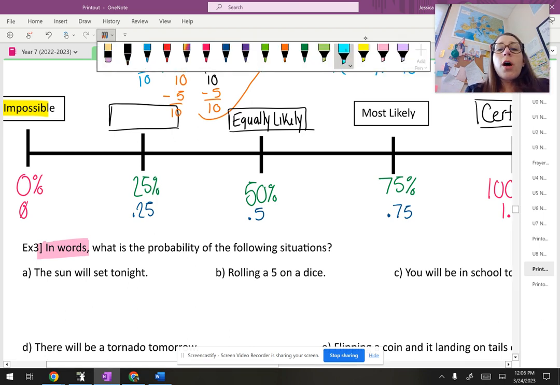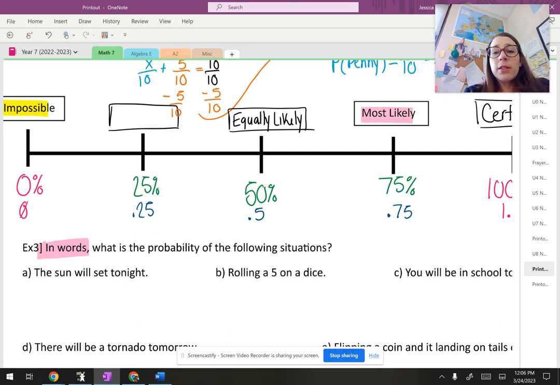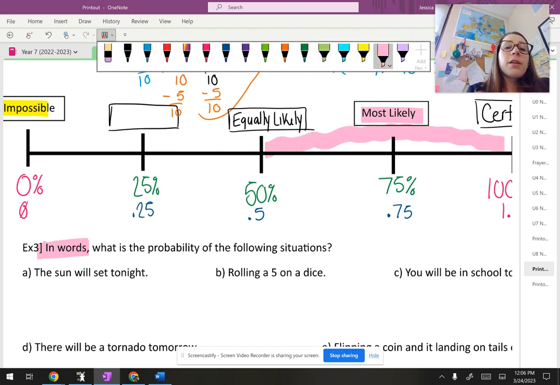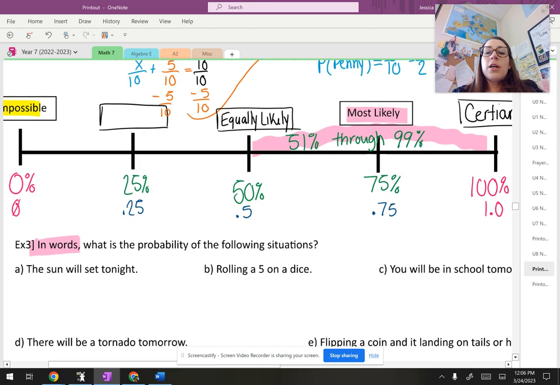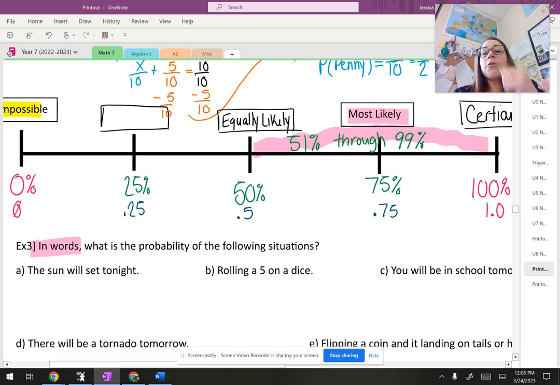So when we're talking about most likely, that talks about everything bigger than 50%, so like 51% through or up to 99%. So if you have a 52%, that would be most likely. If you have a 98%, that would be most likely.